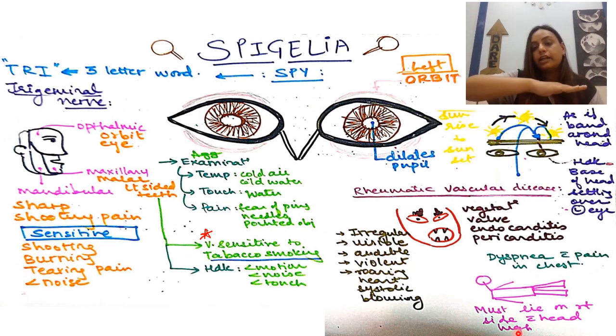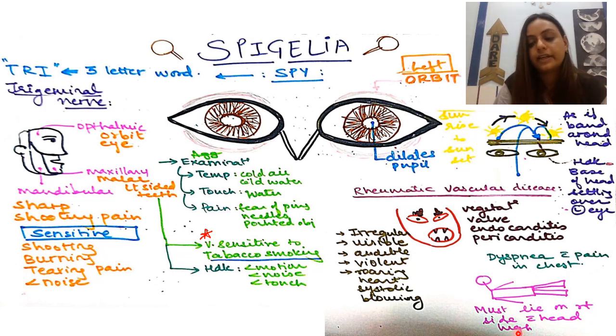So he wants the two most opposite things to what you would usually do. He wants to lie down as against the propped up position, and as against head low he wants head high. Must lie on the right side. This is again an important thing, must lie on the right side, because otherwise you would think, oh, left sided drug, he would want to lie down on the left side, right? So with this we have finished the drug Spigelia.